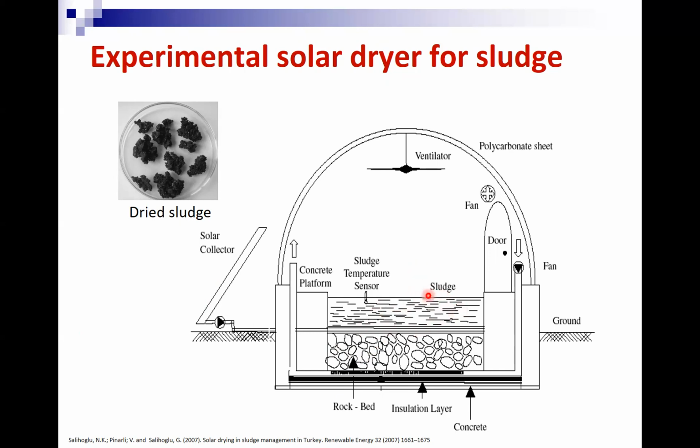This is just sludge, and you have a fan again to move the air, especially the wet air, from inside to outside. Again, this is a more efficient system compared with just the greenhouse. And of course, you have some ventilation just to replace the wet air from inside to outside. This is how the dried sludge looks in this picture.